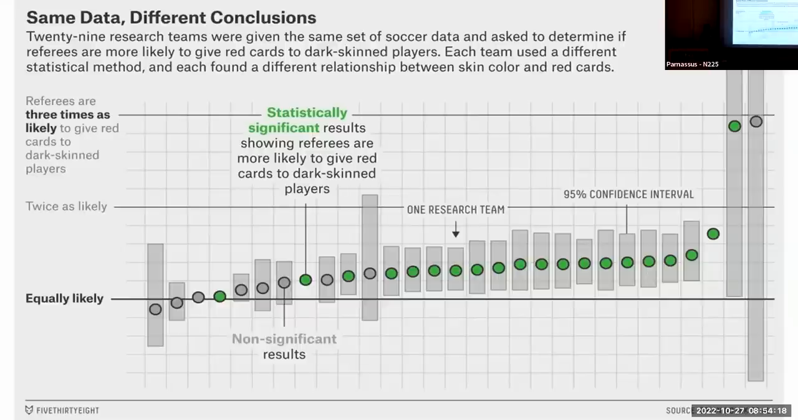This person, even the point estimate actually says that if anything, the white players, the lighter skin players, are getting more. Then a whole bunch of people say it's 1.2 times harmful. And then like 3 teams say it's 3 times more likely. They're like, extremely biased, the referees. And the point here is that same data set, different investigators, you get a huge range of possible outcomes.